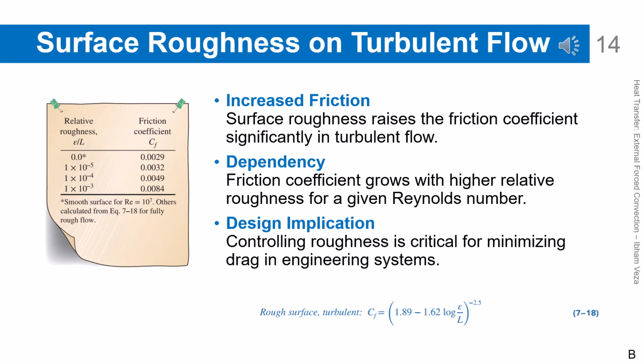This slide discusses the effect of surface roughness on turbulent flow. Surface roughness increases flow disturbances near the wall, which leads to a higher friction coefficient. For the same Reynolds number, a rougher surface produces higher drag. This shows that surface quality plays an important role in aerodynamic performance. Therefore, controlling surface roughness is a key aspect in engineering design.